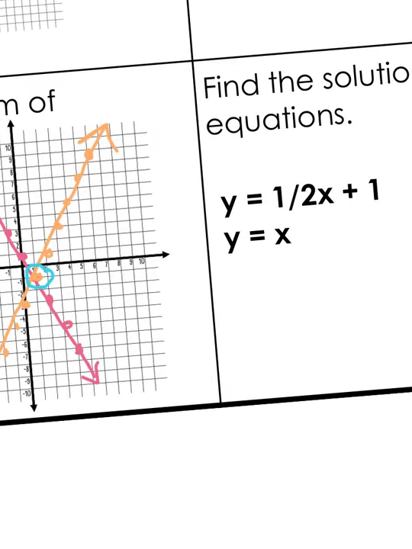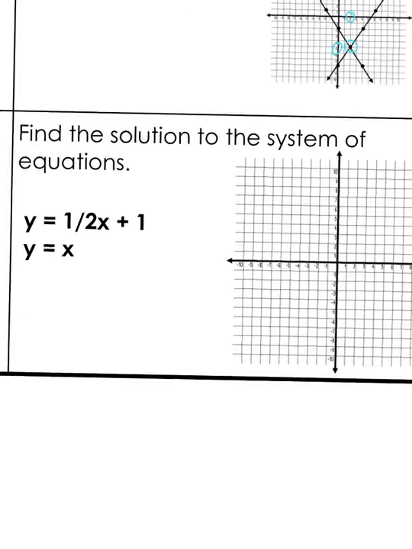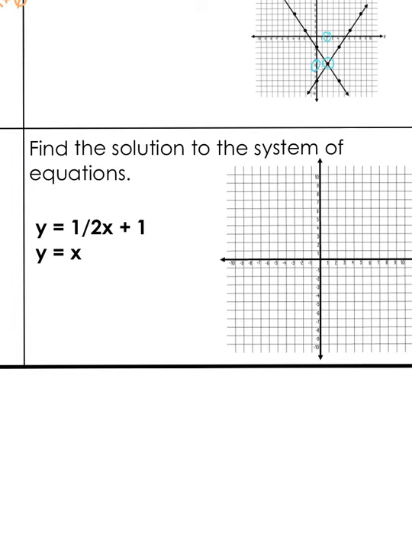Okay, for our last one, we're going to do the same thing. We are going to graph the two equations, and then find the solution to the system. So we're going to begin with y equals 1/2 x plus 1. So our b is 1. And we're going to go up, rise 1, run 2, rise 1, run 2, and continue that pattern until we have a line. And then we're going to repeat that, and we are going to graph y equals x. And since there is no b, we begin in the center, and our slope is 1.